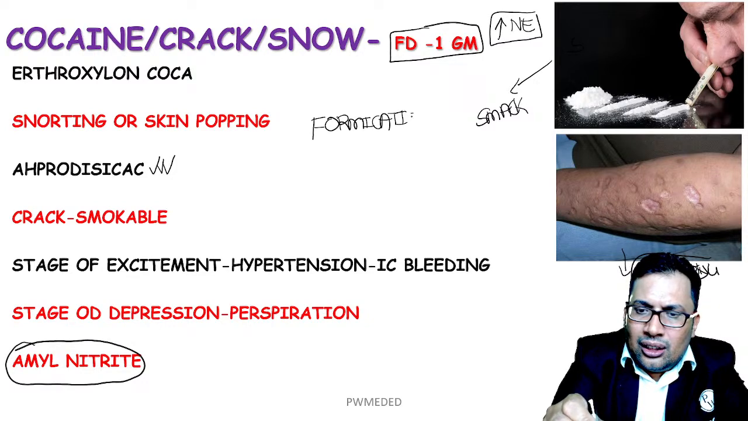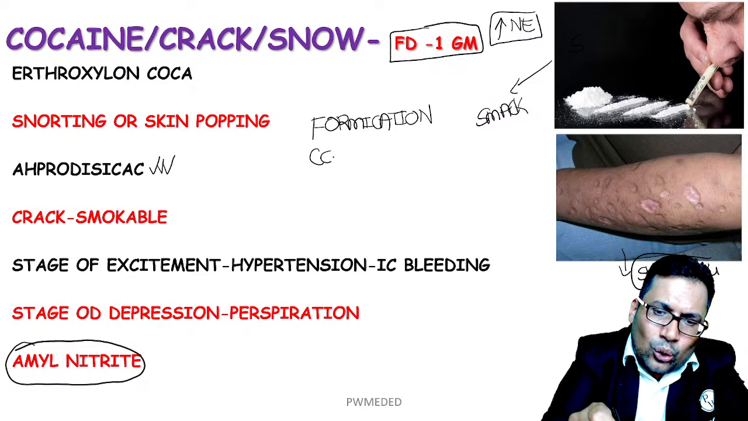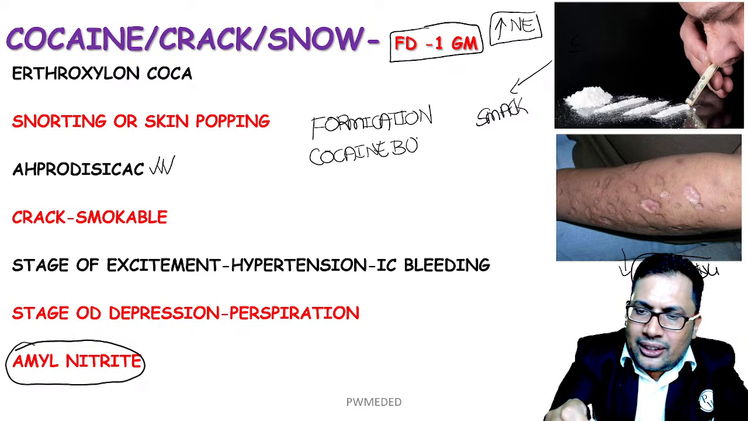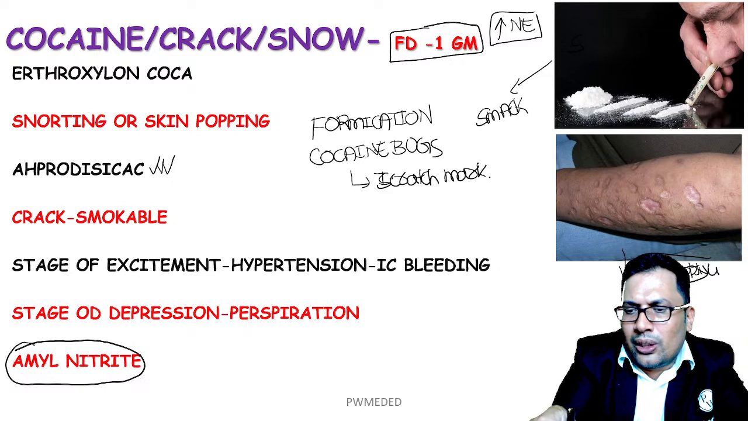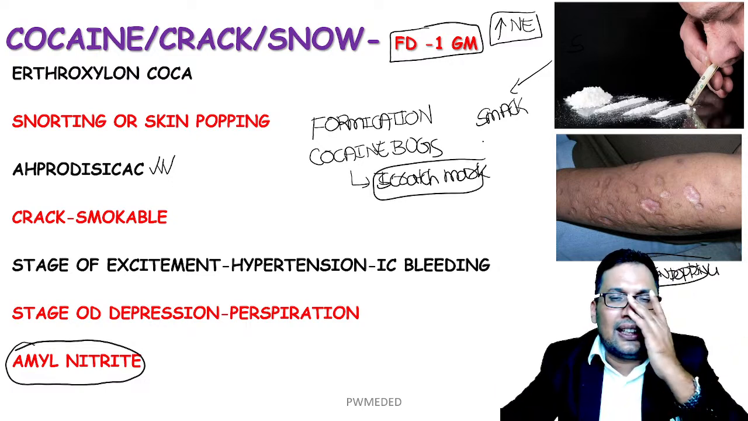Formication. That is also known as cocaine bugs, characterized by injection marks and scratch marks. You will see the scratch marks. I think some students remember this question asked in the INICET exam.